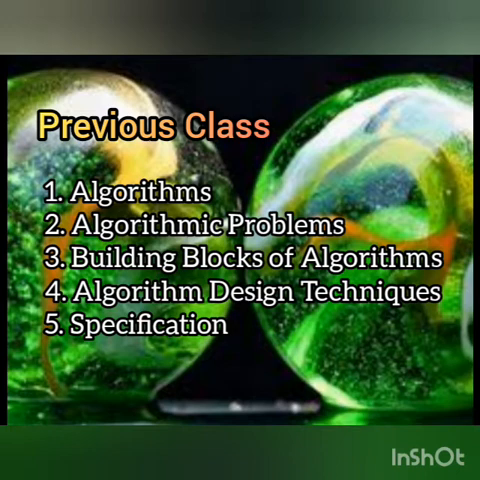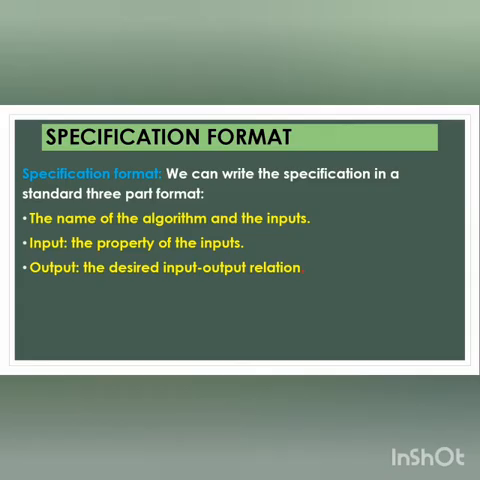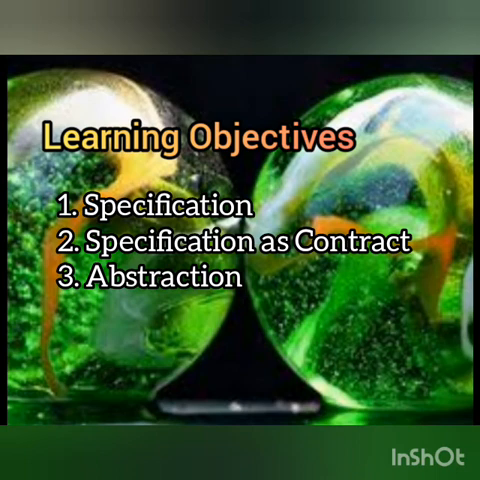Then we have seen the specification format. To write the specification of an algorithm, we have to follow 3 steps. First step, the name of the algorithm and the inputs. We have to specify the name of the algorithm and we have to specify the input. The second step, we have to give the property of the inputs, and the third step, we have to give the property of the output, and also we have to mention the desired input-output relation. In today's session, we are going to discuss specification example, specification as contract, and abstraction.